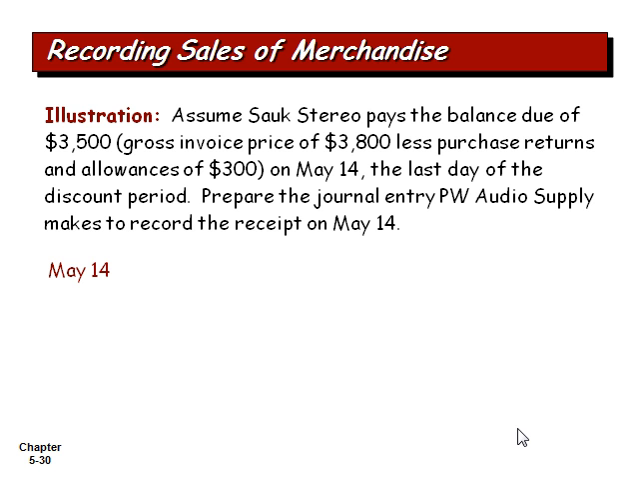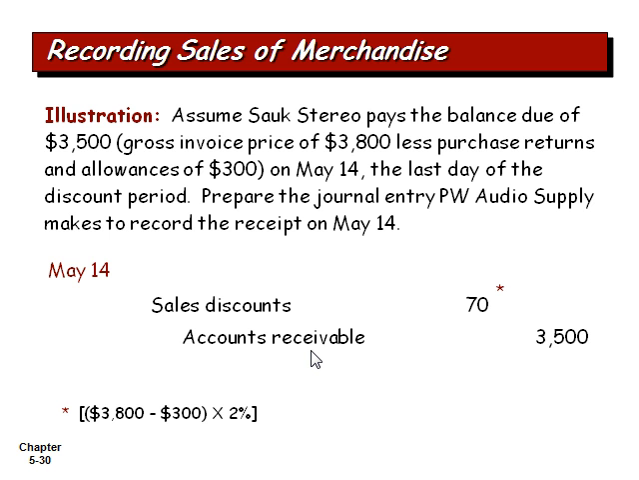On May 14th, the last day of the discount period, prepare the journal entry PW Auto Supply makes to record receipt on May 14th. Well, we know they're going to debit cash for some amount. We know they're going to credit accounts receivable for some amount. Accounts receivable $3,500. We figured out the sales discount at 2% of $3,500. So cash is going to be the balance there, $3,430.